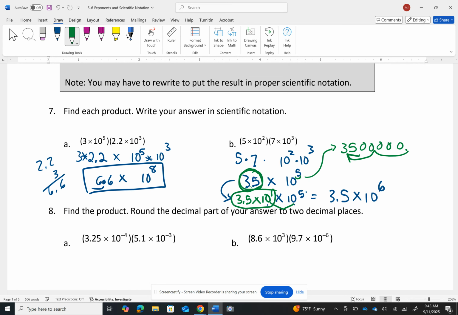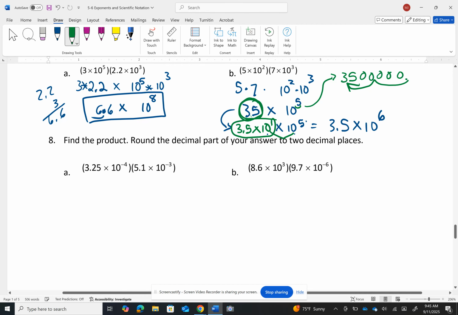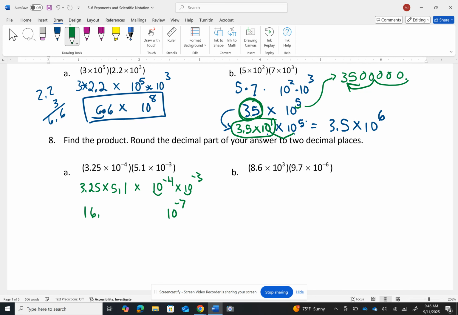All right, let's try a couple more. Here, I'm supposed to find the product, and then it says I can round the decimal part of my answer to 2 decimal places. So I'm going to do the 3.25 times the 5.1, and then I'm going to do the 10 to the negative 4 times the 10 to the negative 3. Okay? So the 10 to the negative 4 and 10 to the negative 3 have the same base, so I could add those exponents and get a negative 7. Then I'm just going to do the 3.25 times the 5.1 on my calculator. When I do, I get 16.575. Okay.